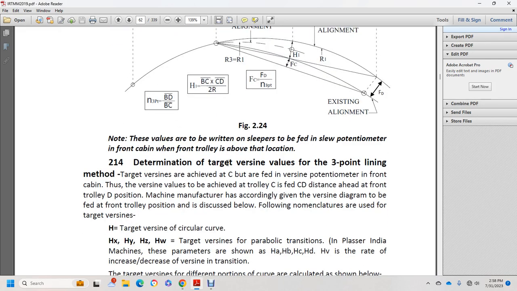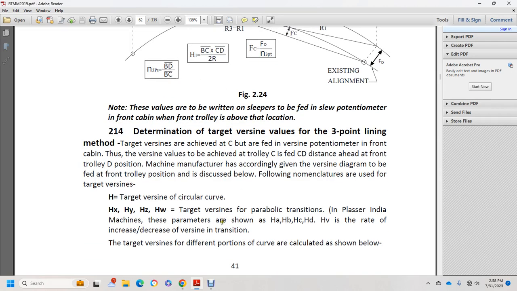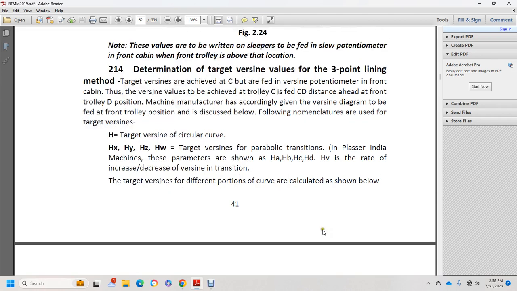Alright, 214, determination of target versine value with the 3-point lining. The method of the target versine with the G and C, with the versine parameters in front, with the cap of the versine values: G with the trolley, C with the C, the distance from the trolley D, accordingly given by the machine manufacturer. The diagram of the fed trolley positions is discussed below with the following nomenclature: U is the target versine; H equals the target versine for the circular curve; HX, HY, HZ, HW are the target versines for the parabolic transition per Indian machine parameters, shown as HA, HB, HC, HD. HV is the rate of increase of versine in transition. The target versine at different points of the curve is calculated as shown below.